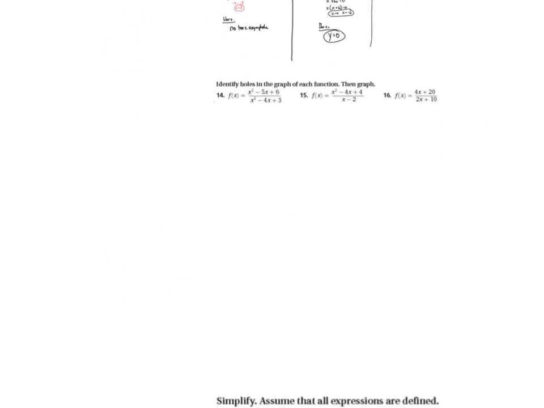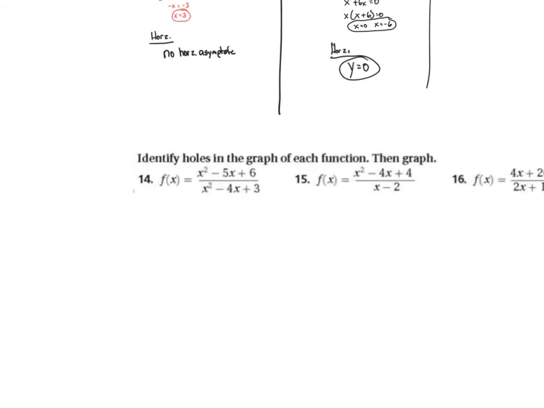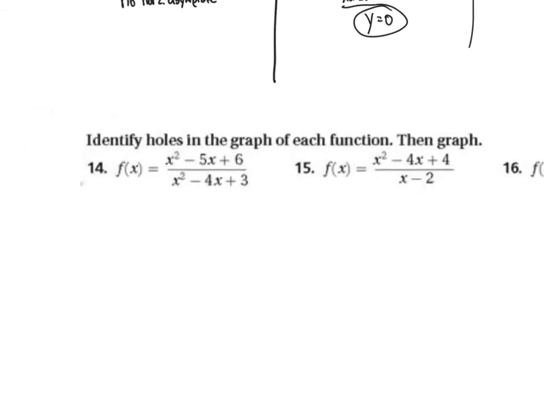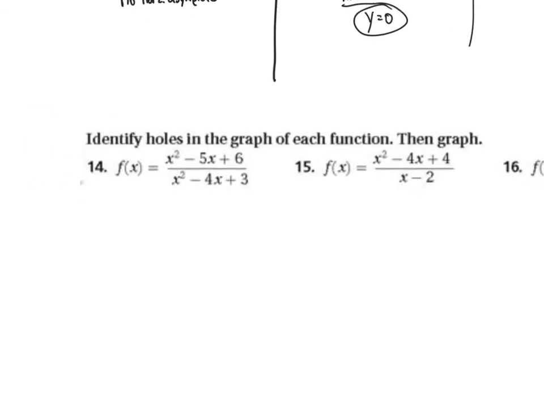Next little section here. And then I don't think we're going to do the last part right now. I think we'll talk about that later. Identify holes in the graph. Okay, what's different with holes in the graph? Holes in the graph mean that originally there would have been a problem, but we were able to factor out that problem. And so that actually creates a hole in the graph.